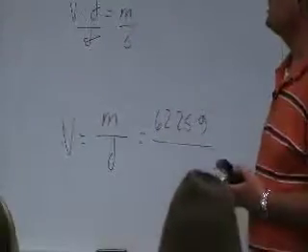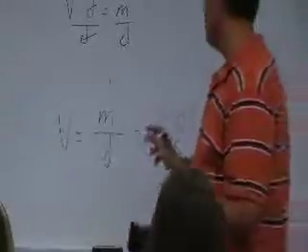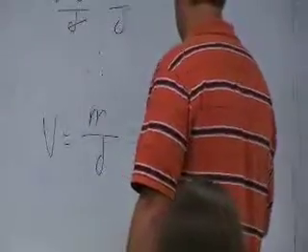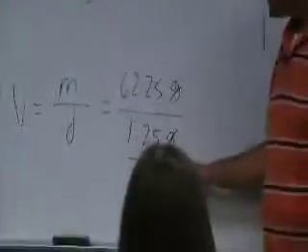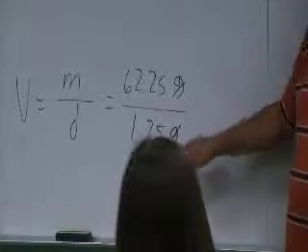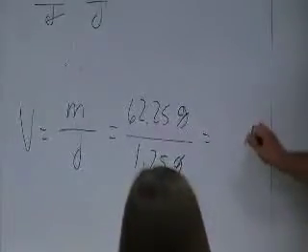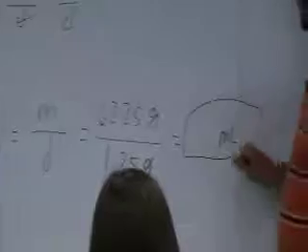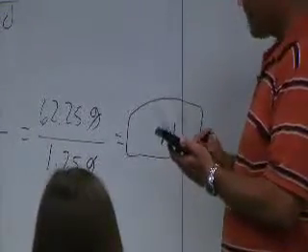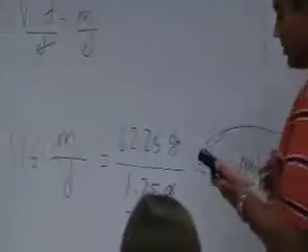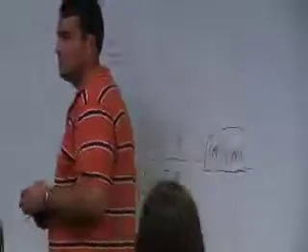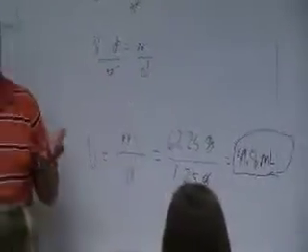Now what's the density? Well, the density was given at 1.25 grams per milliliter, right? The grams will cancel. And this milliliters is in the denominator of a denominator, which really means it's in the numerator. So 62.25 divided by 1.25 equals 49.8 milliliters. So that'd be the volume of the container.